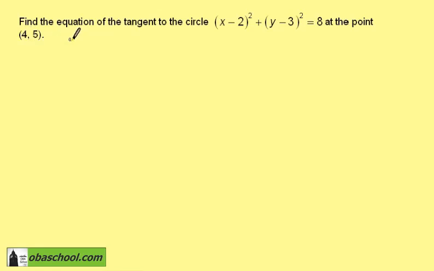We want to find the equation of the tangent to the circle (x − 2)² + (y − 3)² = 8 at the point (4, 5). We can draw a sketch to help us with this. So we'll draw some axes, and then we want to draw a circle.